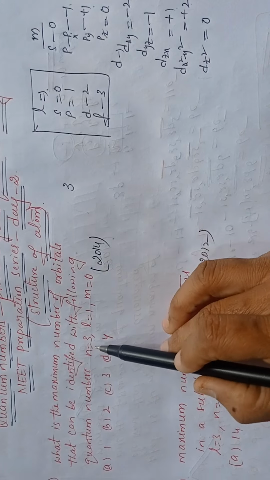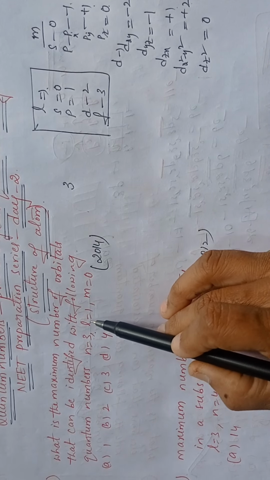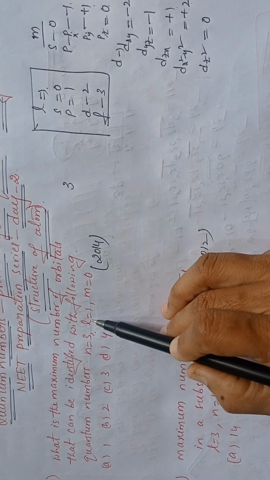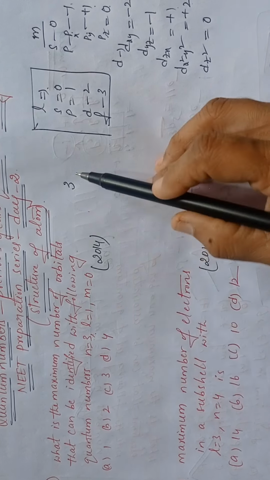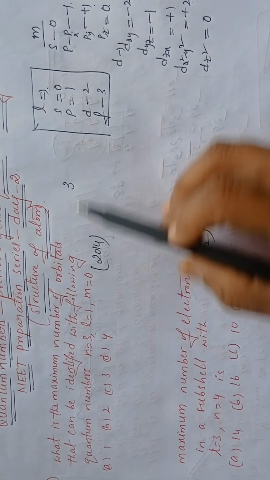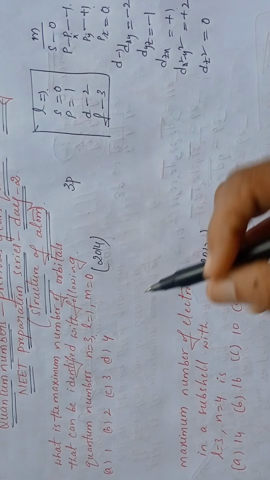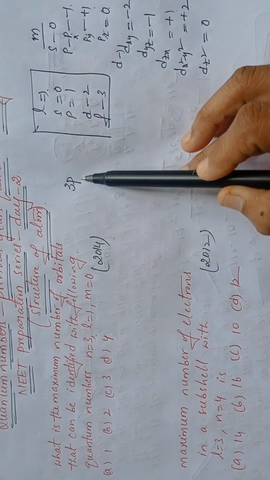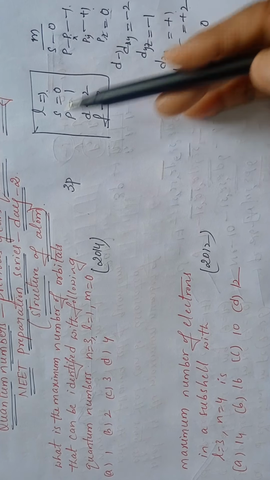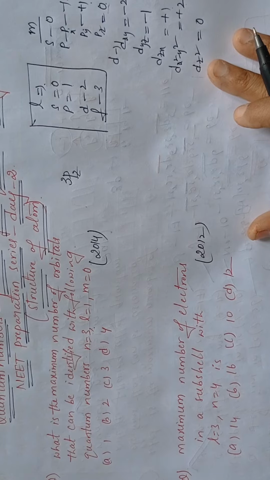Now the question: n equal to 3 is the principal quantum number. l indicates the azimuthal quantum number. m indicates the magnetic quantum number. So n equal to 3 is the third shell. l equal to 1 is the p subshell, so 3p. And m equal to 0, for p subshell, is given. That is which one? 3pz. Are you clear? 3pz.